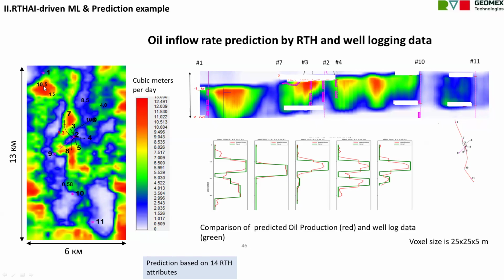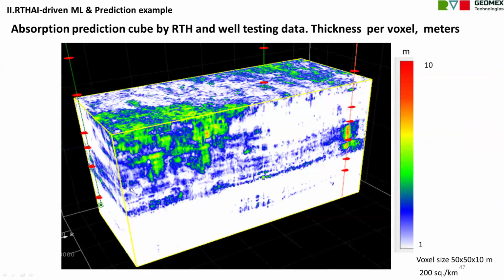Red is more than 10 cubic meter per day. Blue is 1 cubic meter per day. We predict in all voxels, voxel size about 25 by 5 meter. In each voxel we predict the oil flow rate. This section, 2 sections. This is the absorption prediction by RTH and well logging data in each voxel, with size 50 by 10 meter. We predict absorption in each voxel in meters.